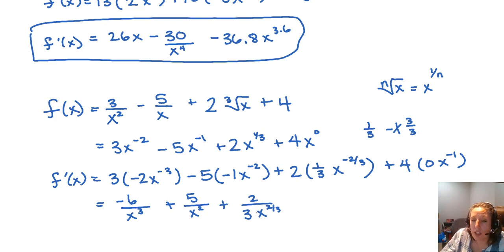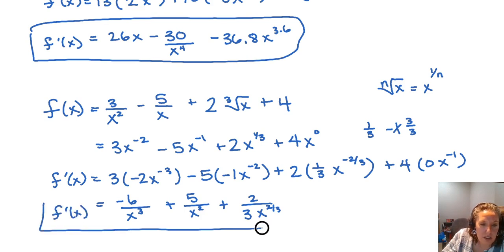You could, if you wanted to, write it back in the cube root form. That would be the cube root of x squared, but you can leave it like that as far as the algebra is concerned. And then here we've got 4 times 0 over x, and anything times 0 is 0, so that last term is going to go to 0, and so our answer is just going to be the first three terms.